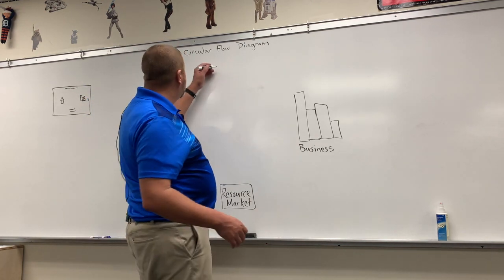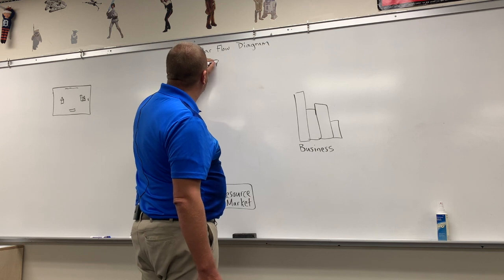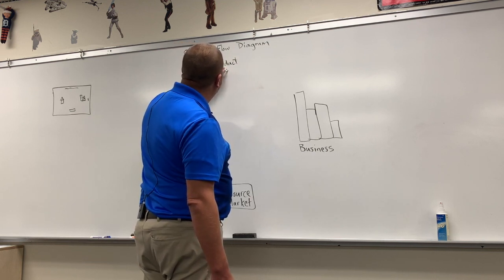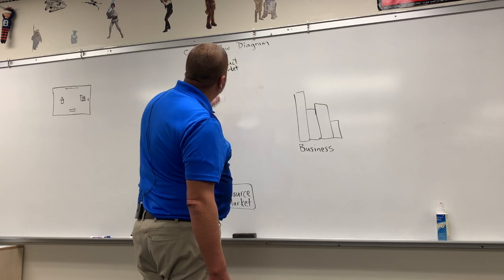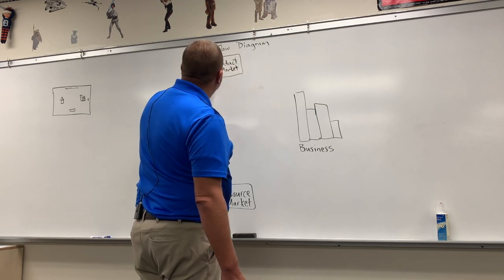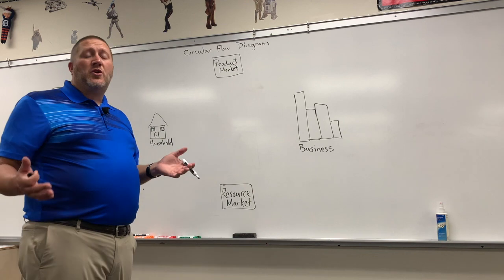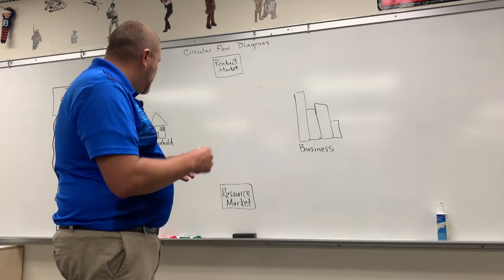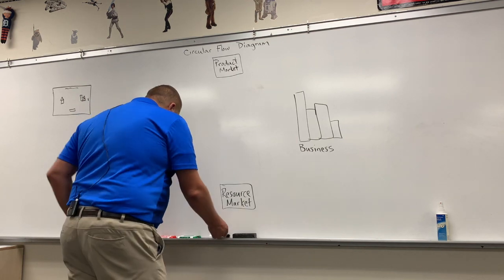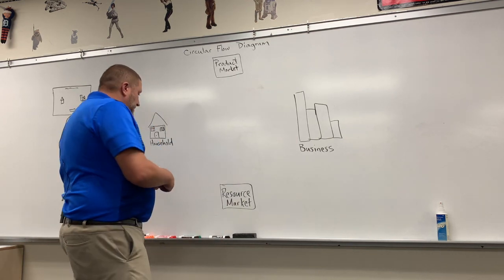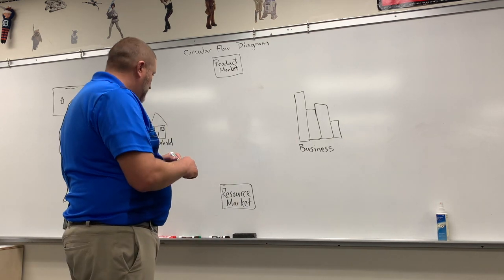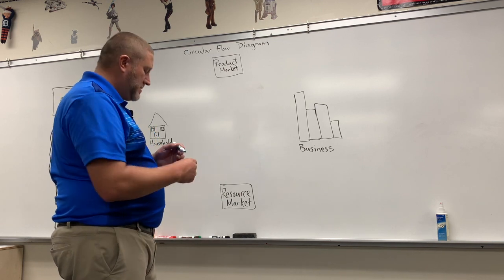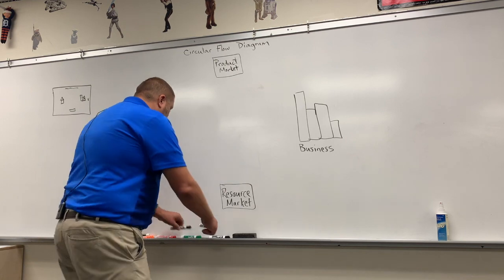Then we have a second one, and that's called the product market. This product market is where you go to the store and you buy the goods and services. So how do we engage in that? I'm going to change colors. Let's see. I'm going to go with green. I'm going to go with brown first.